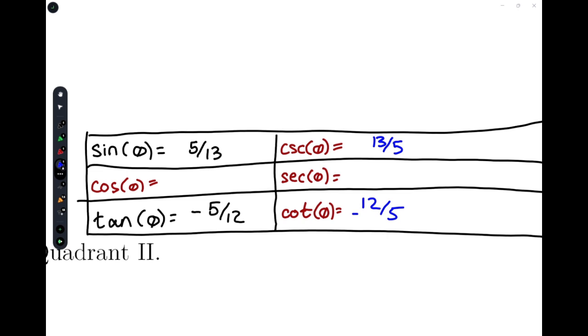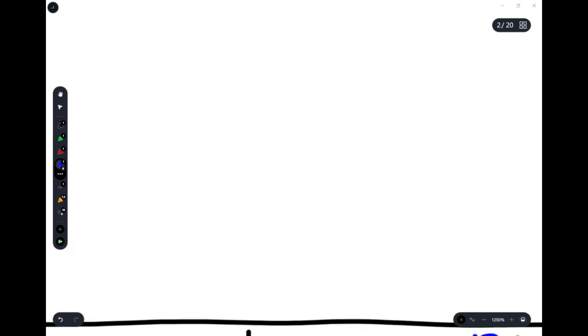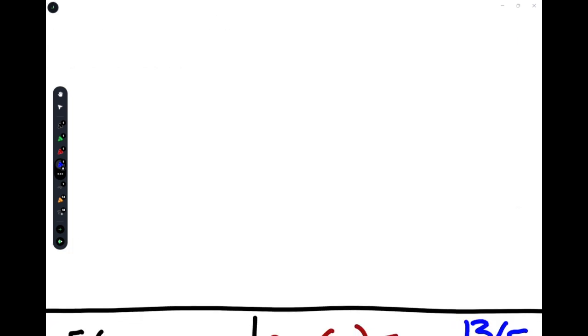Does it go on the top? Does it go in the middle? Does it not matter? Does it go on the bottom? It's not on the bottom, because it's negative 12. It doesn't matter. You can put it in all those places and be absolutely correct.